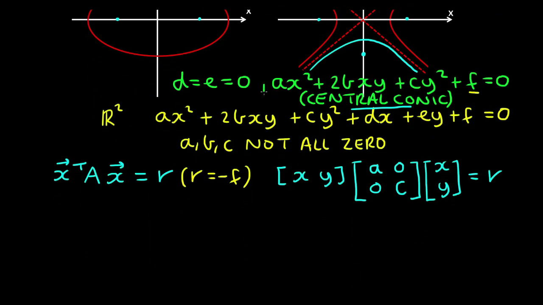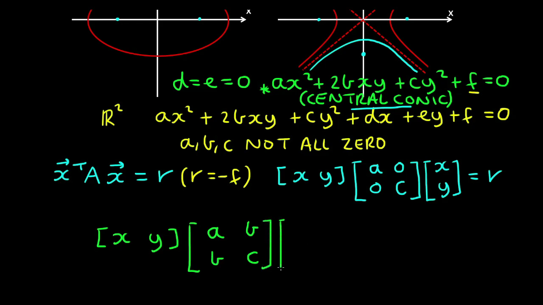And the central conic with cross terms can be written in a similar way. So we have xy by the coefficients of the squared terms, again on a diagonal, and the coefficient of the cross term, being 2b, is divided by 2 and placed off the diagonal. And that's multiplied by the vector with components xy is equal to R. So you can actually evaluate this product and verify that you get this central conic.